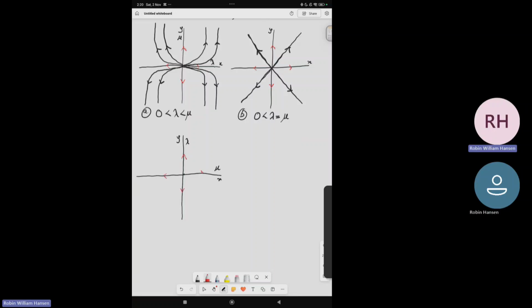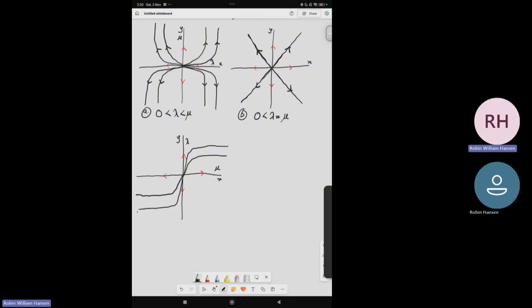You always point outward for the unstable. And our solution curve will be parallel to mu. So the solution curve will start like this and be parallel to mu as it approaches infinity.